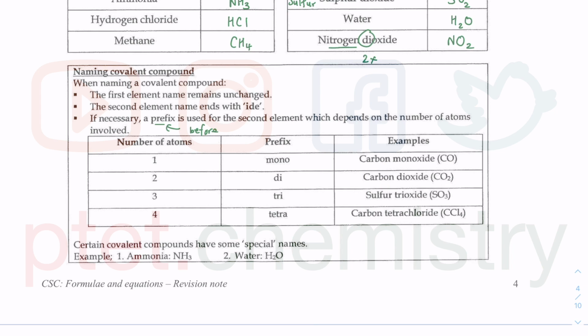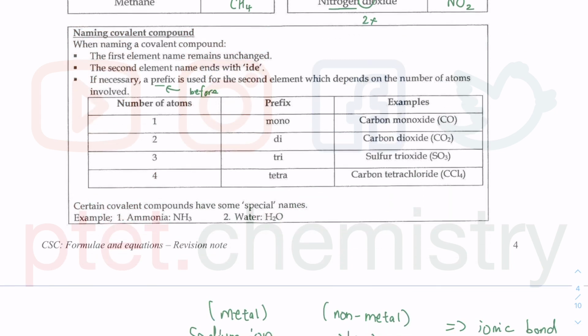However, some covalent compounds have a very special name. Just to recap your memory, nitrogen and hydrogen. Nitrogen is 2,5 electronic configuration, 5 outer shell electrons, 1 outer shell electron for hydrogen. How many electrons to share? How many to share depends on how many you need to complete the outer shell. When you have 5, you need 3 more electrons. When you have 1 in the first shell, you just need 1 more electron.